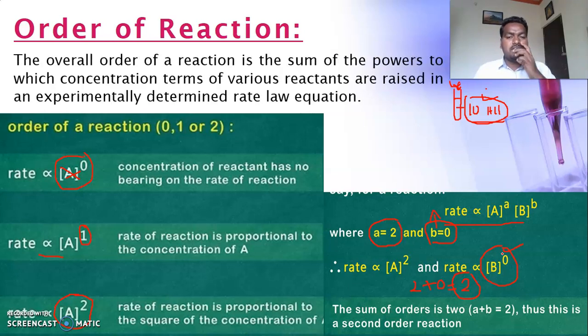That's why the order of a reaction is defined as the sum of the powers of the concentration terms in an experimentally determined rate equation. It is called the order of a reaction. It's very simple. This is an experimentally determined rate expression. In that rate expression, if you take the sum of a and b, what are a and b here? A and b are the powers of the concentration terms. So the sum of the powers of the concentration terms of the experimentally determined rate equation is called the order of a reaction.